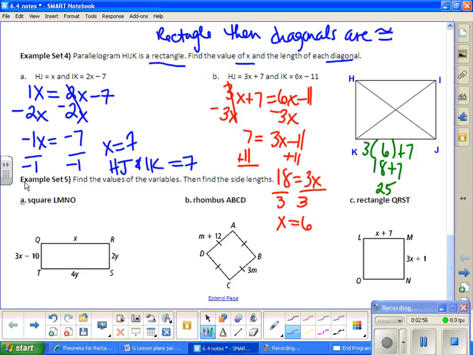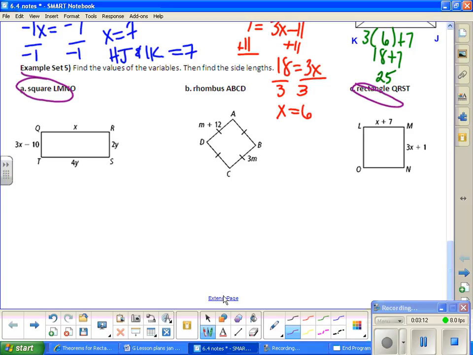For some reason there's a typo. This square and this rectangle are supposed to be switched. So when you're solving, I don't know, something went wrong when I was doing it. Alright, so what do we know about a rectangle? We know that these two sides are congruent and these two sides are congruent.